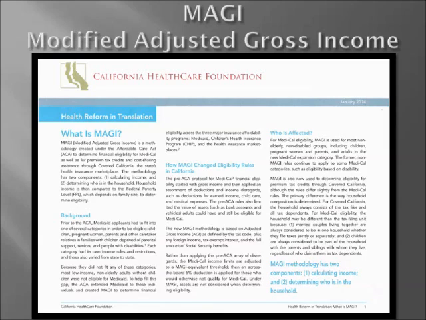The third test is on MAGI. You recall this is the Modified Adjusted Gross Income factor. As stated, MAGI is a methodology created under the Affordable Care Act to determine financial eligibility. It has two components, calculating income and determining who is in the household.